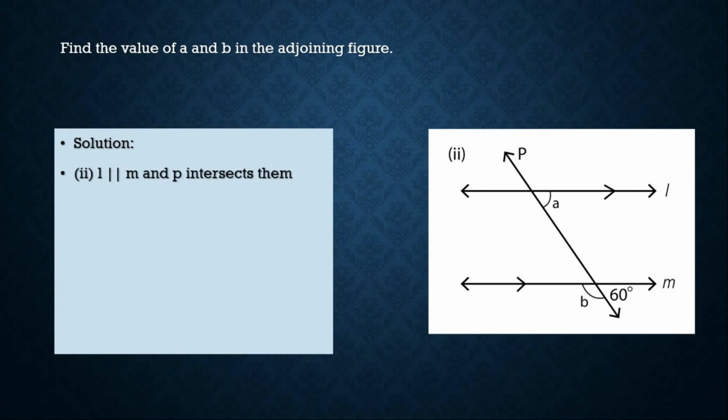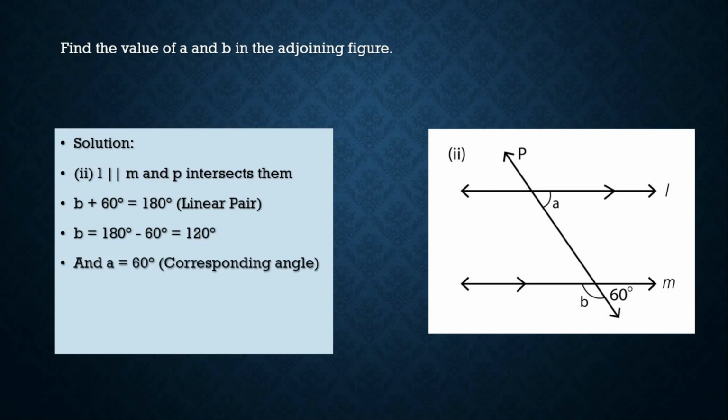So the solution is line L is parallel to line M and P intersects them. Now B plus 60 degrees is equal to 180 degrees. So we are taking this as a linear pair. Now we will take this 60 degrees from the left hand side to the right hand side, and we will get the value of B is equal to 120 degrees. Now we will see how to find the value of A. So the angle A is 60 degrees because it is a corresponding angle. So the value of angle A is 60 degrees and the value of angle B is 120 degrees.